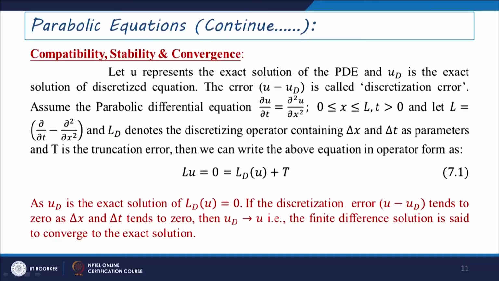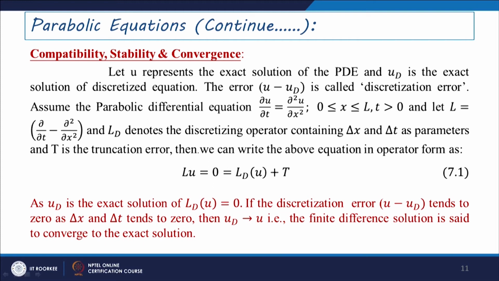Then we will go for the compatibility, stability and convergence of these methods. Suppose u represents the exact solution of the partial differential equation and ud is the exact solution of the discretized equation. Since we are always neglecting some higher order terms, we write that as order of h, order of del x square or order of del t. So, if the exact value is different from this approximated value, we can write the error term in the form u minus ud. This is called the discretization error here.